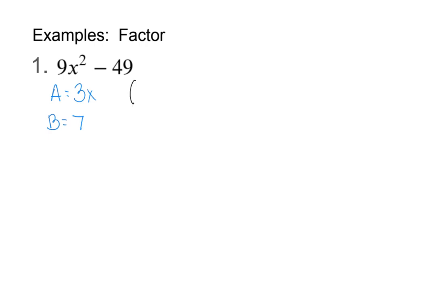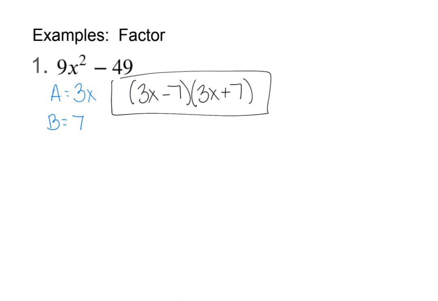So I'm going to do a minus b. So my a is 3x minus my b, which is 7. And then I'm going to do my a plus my b. This is the factored form for this binomial that we started with. If you were to FOIL this, you would get back to here. And you could do that if you had extra time on a test and wanted to check it.